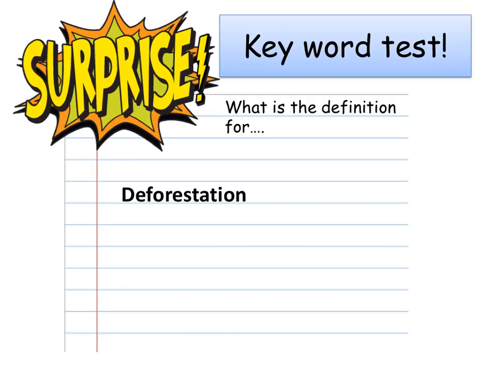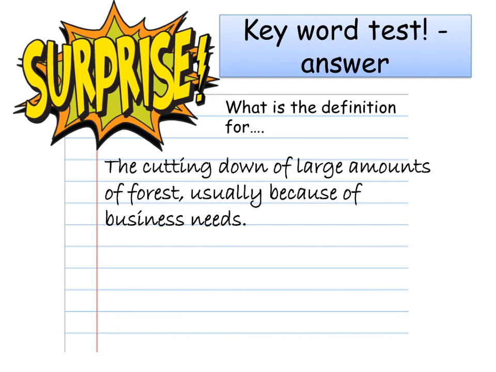It's time for another keywords test. Give a definition of deforestation. Deforestation is the cutting down of large amounts of forest, usually because of business needs.